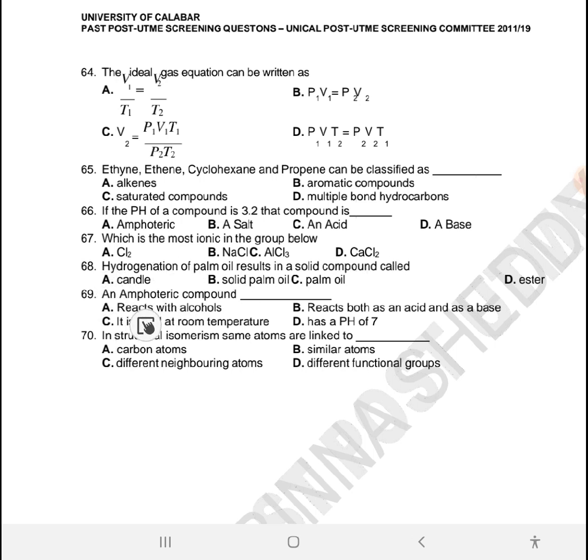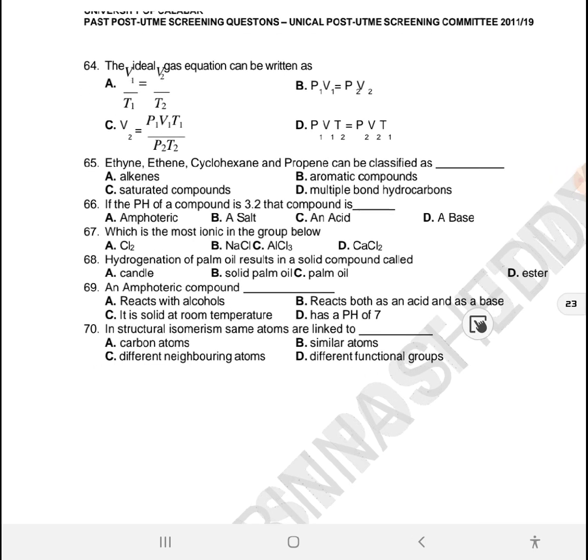Hydrogenation of palm oil will give you solid palm oil. Option B is the most likely one. 69. An amphoteric compound. Amphoteric compounds are compounds that act as both acid and base. Examples: aluminium, tin, lead, and zinc. Those are common amphoteric ones. There are other ones. So they look at the answer. Option B, react both as acid and a base. Alright, let's go to the last question.